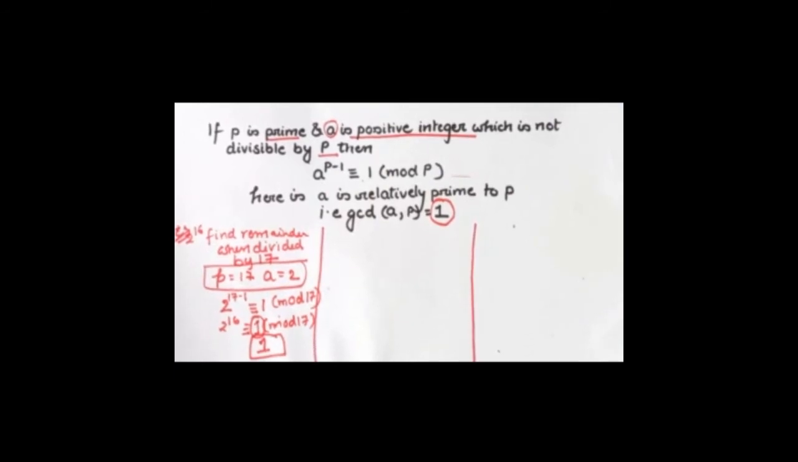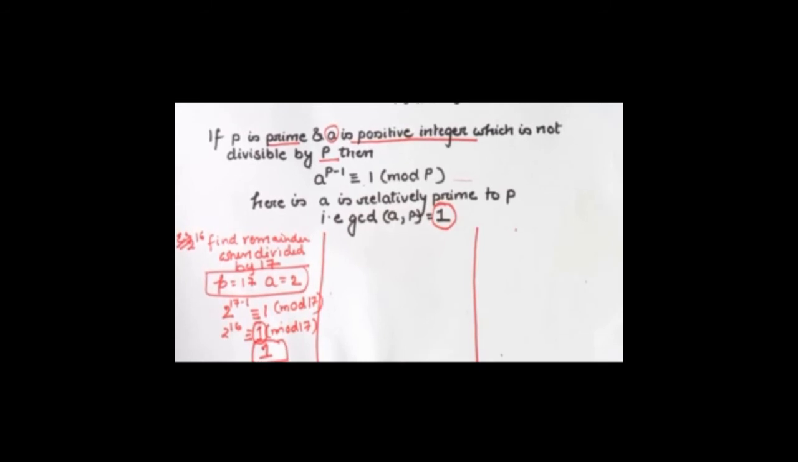So this is easy. Once you see that the modulus part is 17, or once you see that the modulus is a prime number, then the thing is very easy. But always remember that it should meet 2 conditions: A should not be divisible by the prime number, and both the prime number and the positive integer should be relatively prime. That is, their GCD should be equal to 1, right?